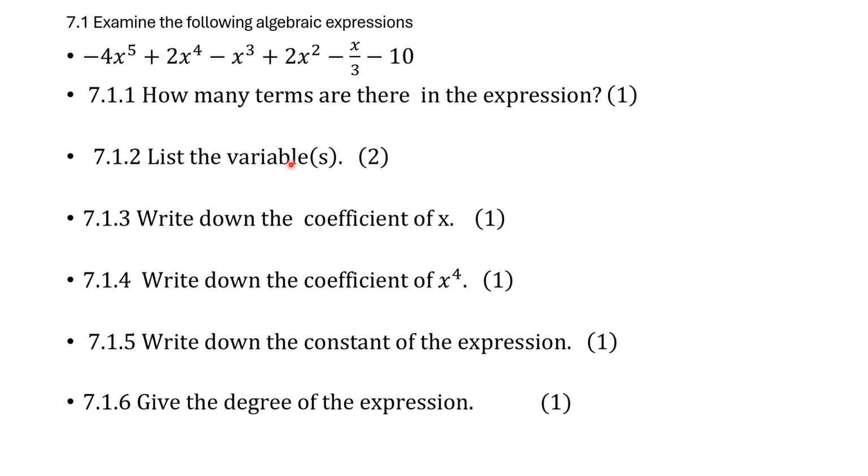7.1.2, list the variable or variables for 2 marks. 7.1.3, write down the coefficient of x. 7.1.4, write down the coefficient of x to the power 4. 7.1.5, write down the constant of the expression. And 7.1.6, give the degree of the expression for 1 mark. Alright, so again, pause, answer it. See where you've gone wrong, and then work with me through as I give you the solutions. So without further ado, let's solve the problems.